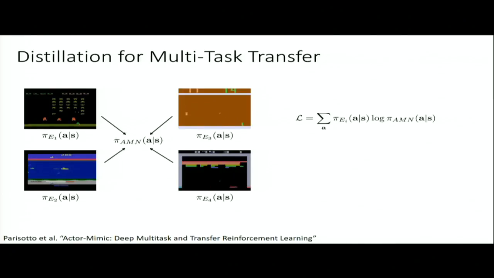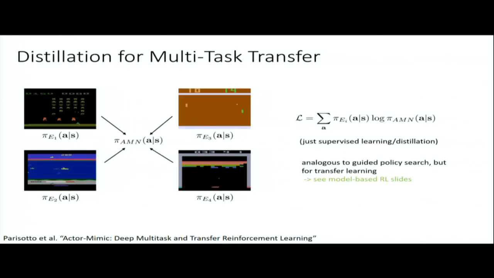You can also go the other way. You can actually add log pi to the reward function for each of the individual policies here, so that both the learner policies are trying to match the global policy and the global policy is trying to mimic the local policies. This idea is very similar to guided policy search that we discussed before, and that also works fairly well. So this basically amounts to doing supervised learning. And it's analogous to guided policy search, but for transfer learning. So you can see a recap of that in the model-based RL slides.